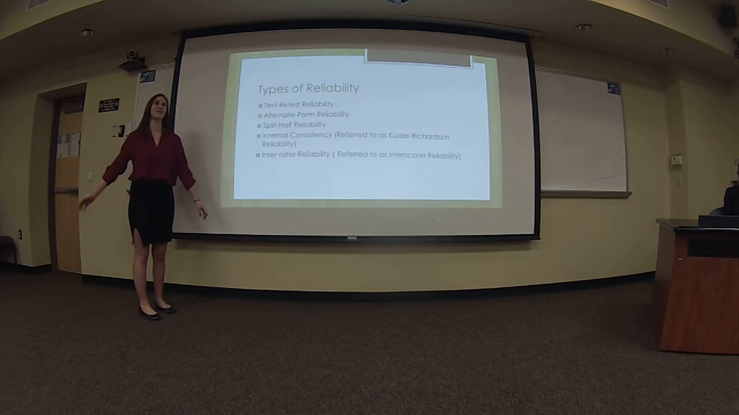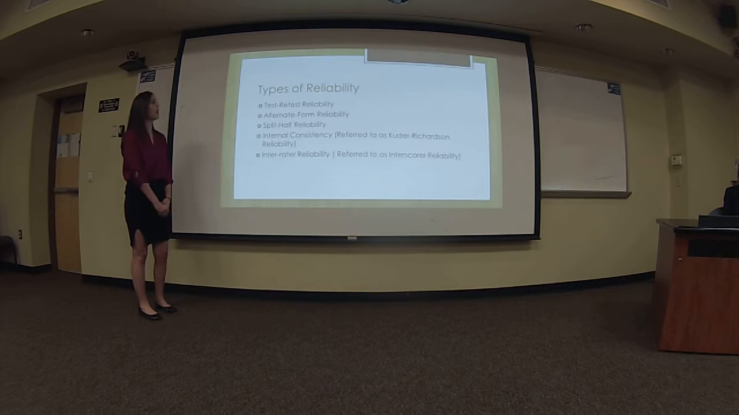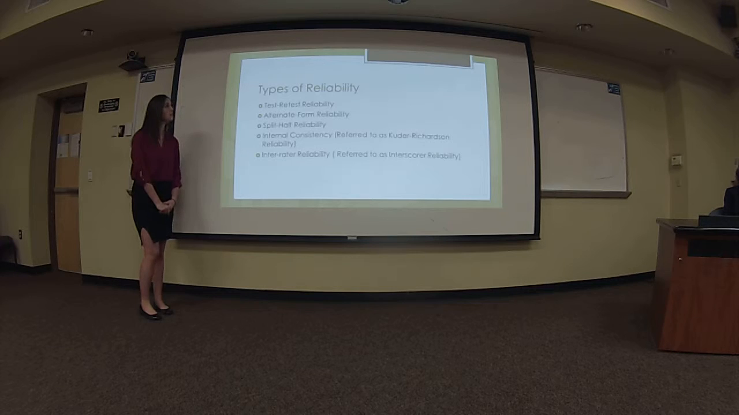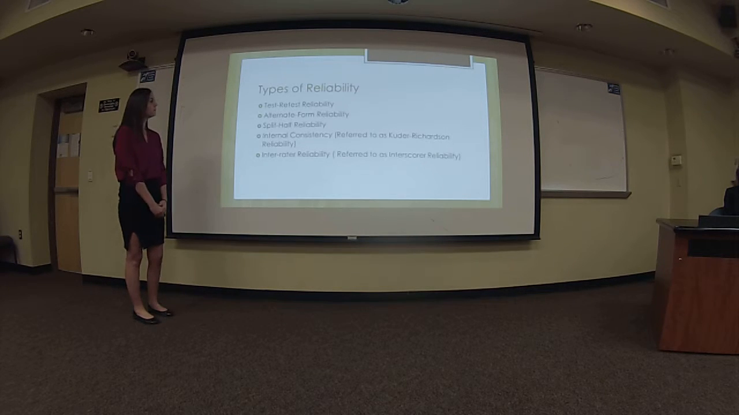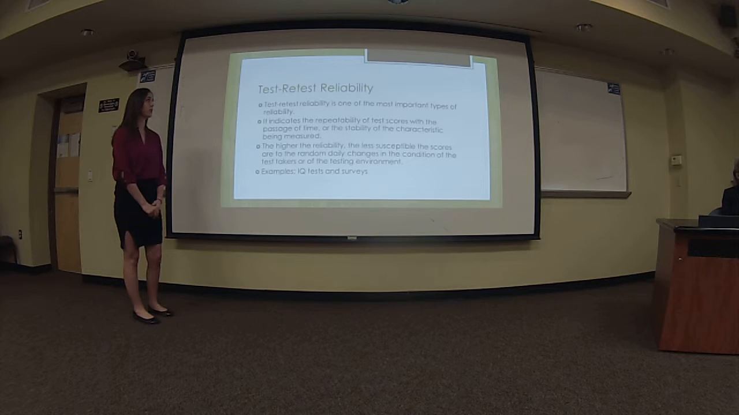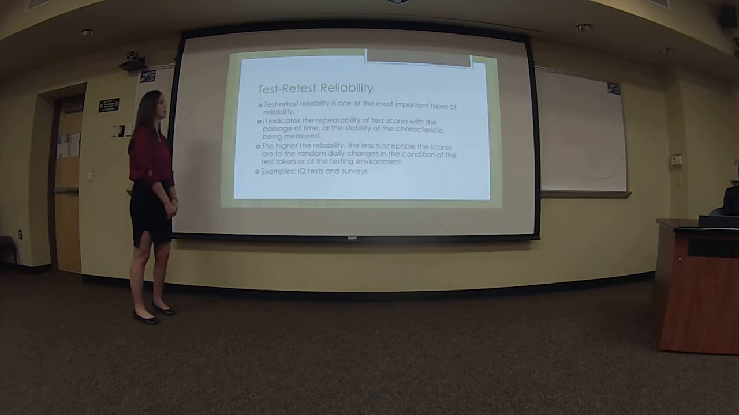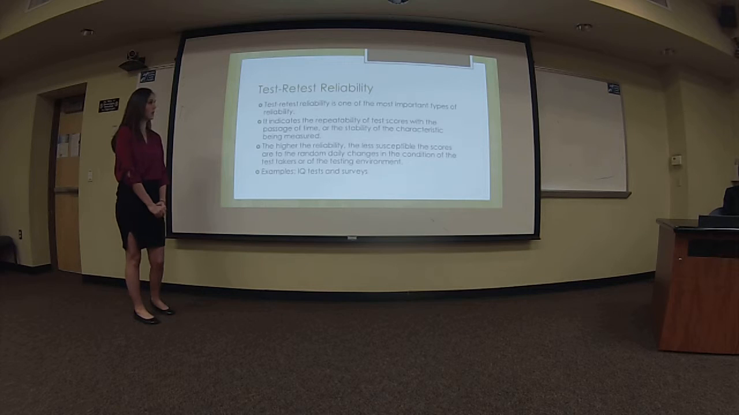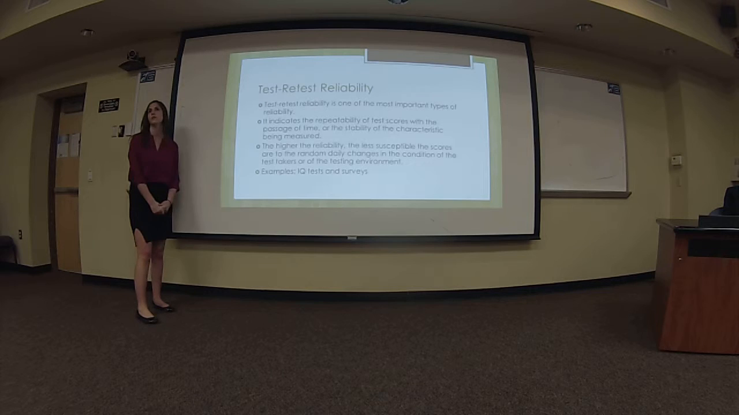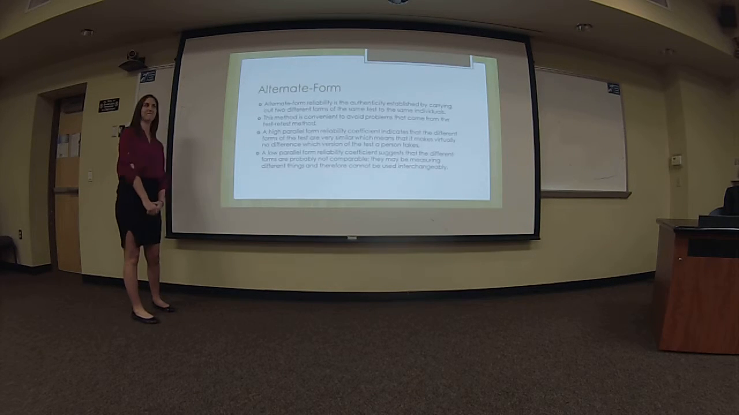Alright, so these are the types of reliability tests. There's test-retest reliability, alternate form reliability, split-half reliability, internal consistency, and inter-rater reliability. So the first one is test-retest reliability. This is one of the most important types of reliability. It indicates the repeatability of test scores with the passage of time, or the stability of the characteristic being measured. Examples would be IQ tests and surveys, which everybody probably has taken a lot.